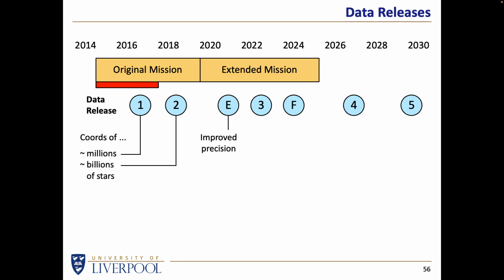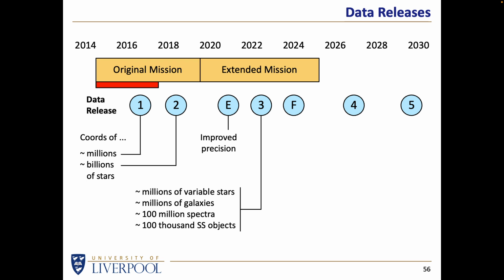So they gave an early data release which took 3 years of data and gave even higher precision on all of the billions of stars that they'd measured up to that point. When data release 3 came along in 2022, they not only had very precise data on billions of stars, meaning the motions and speeds, velocities, and distances of billions of stars, they also had data on millions of variable stars, lots of galaxies, hundreds of millions of spectra from nearby stars, and by accident, they also picked up something like 100,000 solar system objects, some of which we knew about, some of which we didn't.